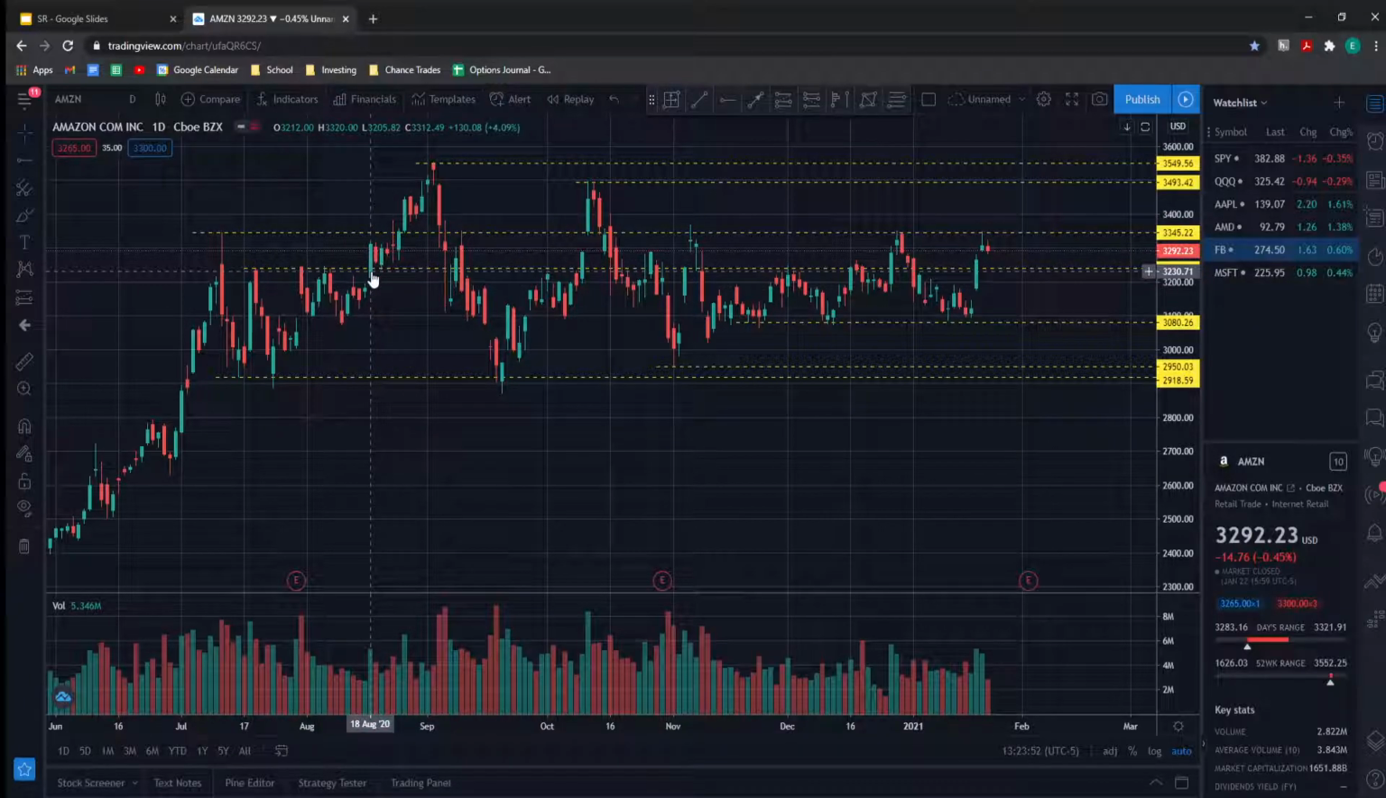So if you were playing this as a breakout, you could buy the breakout here, or you could even wait for the pullback into this level and buy it here, right? And that's just referring to the point when I said resistance becomes support. So now let's look at a chart, for example, PLTR.